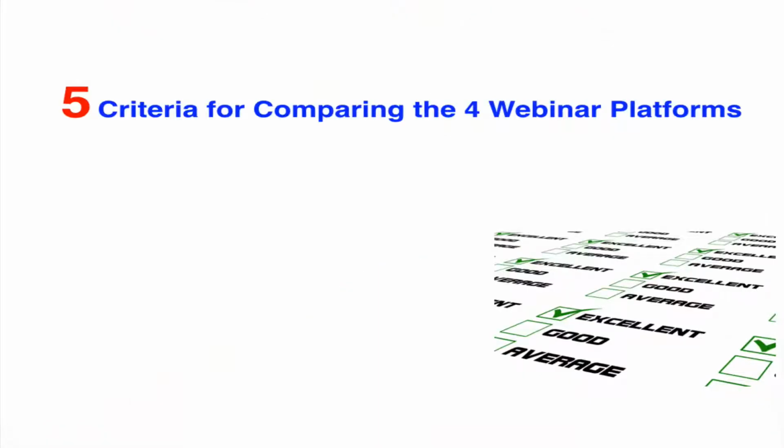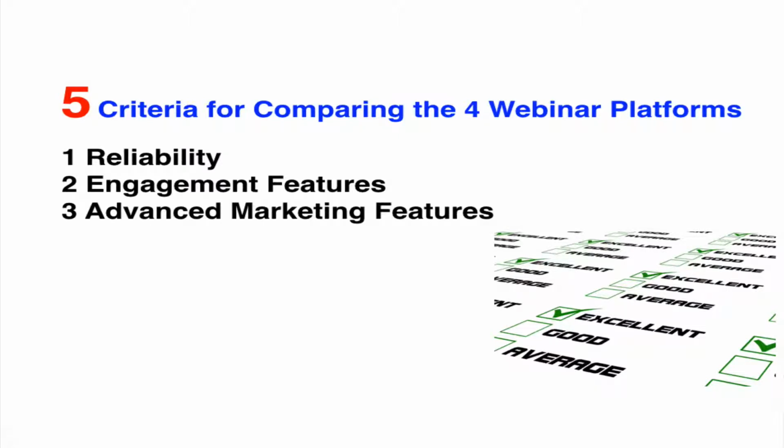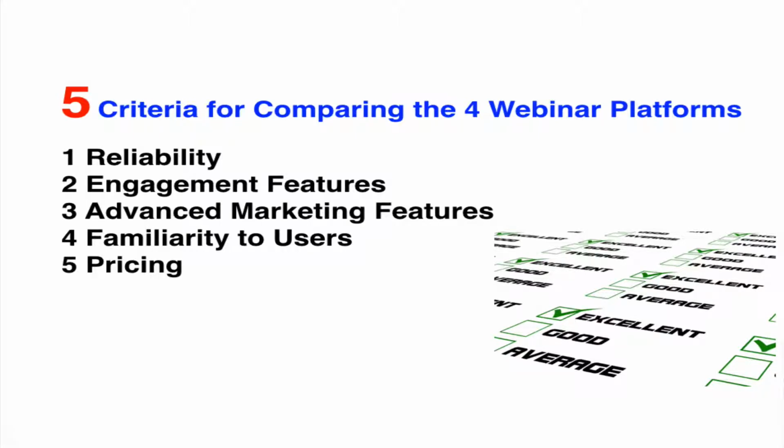The first of those criteria are reliability. The second, engagement features. Third, advanced marketing features. Fourth, familiarity to users. And the final category is pricing. Let's have a look at how each of the 4 webinar platforms compares against those 5 criteria.